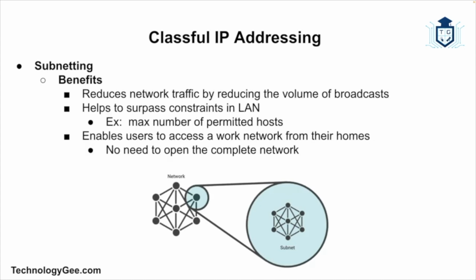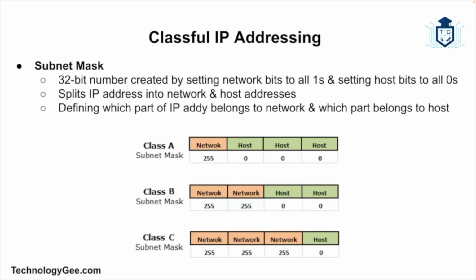And here are some of the benefits of subnetting. It reduces the network traffic by reducing the volume of broadcasts. It helps to surpass the constraints in the local area network, for example, the maximum number of permitted hosts, and it enables users to access a work network from their homes, so there is no need to open the complete network. All right, so let's talk about a subnet mask.